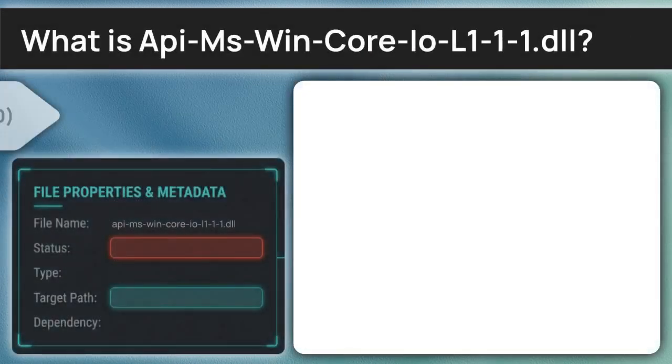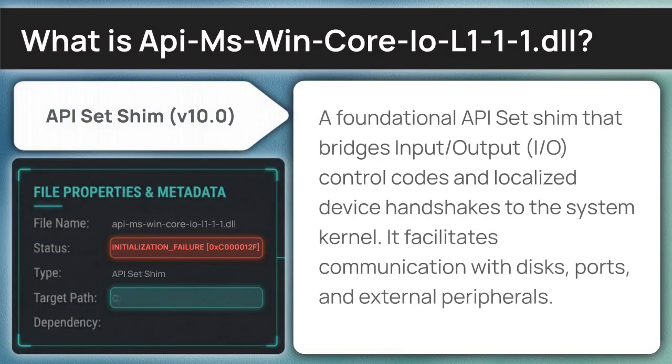This is the WinCore IO library version 11, a foundational API Set Shim that bridges input-output control codes and localized device handshakes to the system kernel. It facilitates communication with disks, ports, and external peripherals. Now that the background is clear, let's walk through the actual installation steps.